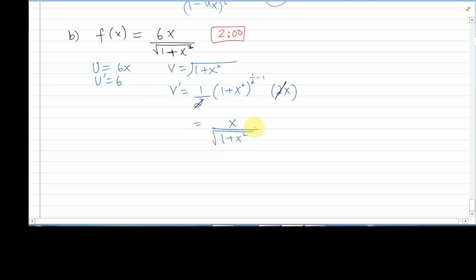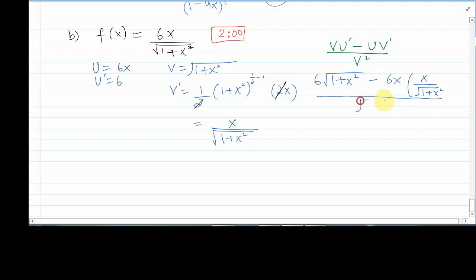All right, now we can start with the working formula, that is v derivative of u minus u derivative of v divided by v square. So the value of v we have is 1 plus x square with the root sign. The derivative of u we have is 6, minus u is what? u is 6x, and derivative of v is x divided by under root 1 plus x square, divided by v square, and v is under root 1 plus x square whole square.